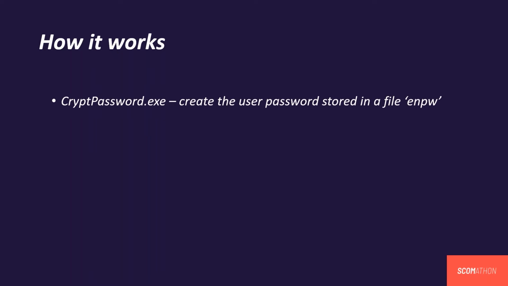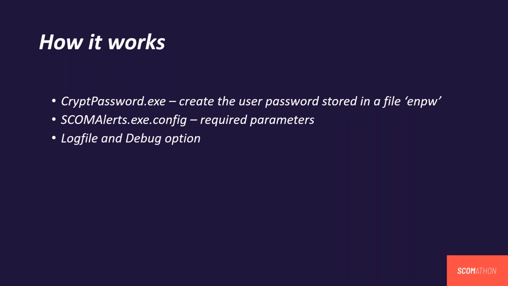Basically, there's a utility I wrote, cryptpassword.exe, that will create and store the password in a file named empw, and then rename that file to something else so it can't be hacked or people don't know exactly what the name is. There's a SCOMalerts.exe.config file. That's the parameters for the actual executable, where you configure the server, the password file, logging, and debug. And we'll go into that on how that's configured.